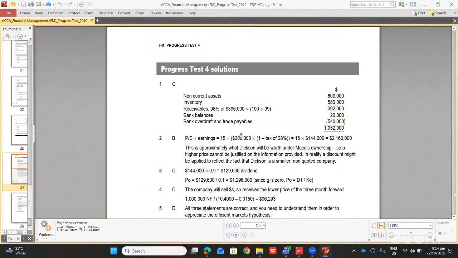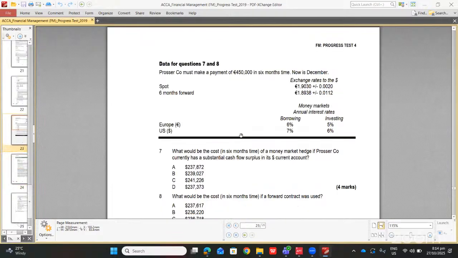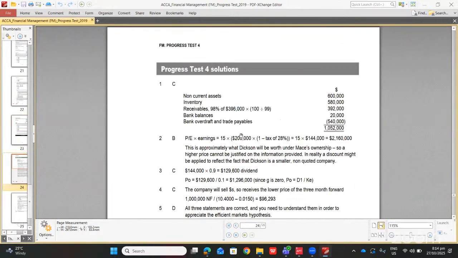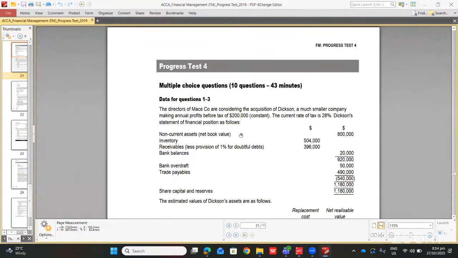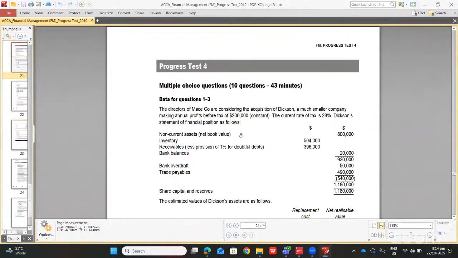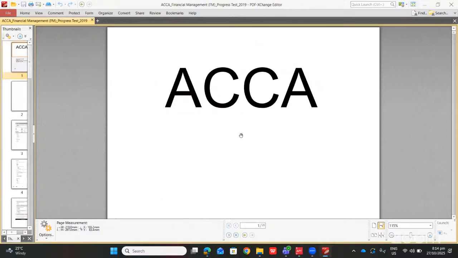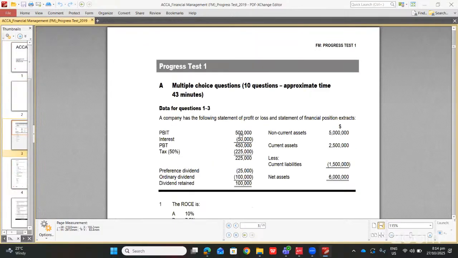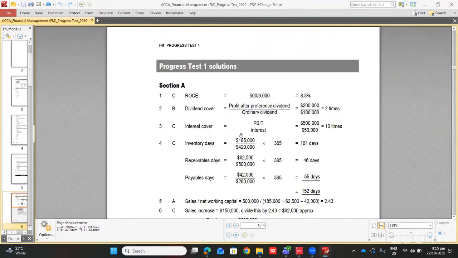So some may say, sorry, you're still sending the questions. Yes, the questions are there, and behind each progress test, the solutions are there. So if you look on the screen, you see it's progress test 4. Here are the questions, and right after you have the solutions to progress test 4. For all of them, it's like that. So progress test 1, these are the questions, and if you notice, the progress test 1 solution is at the back of progress test 1.